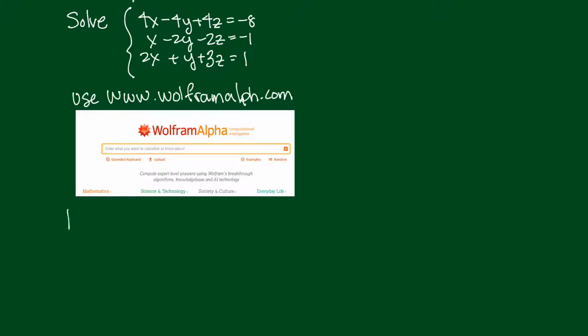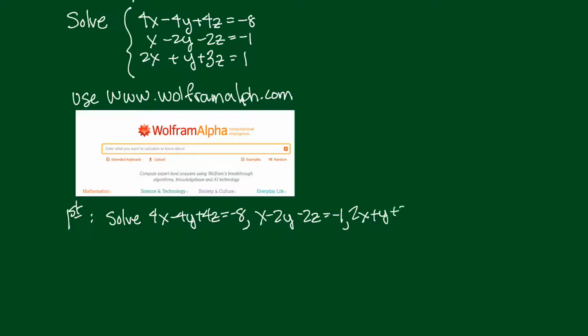So first up, why don't we use the solve command? So what I'm going to type is this. I'm going to type solve, and then I'm going to type the 3 equations. 4x minus 4y plus 4z equals negative 8, and then I'm going to put a comma to separate the equations. Then the second equation is x minus 2y minus 2z equals negative 1, comma, and then 2x plus y plus 3z, that's equal to 1.